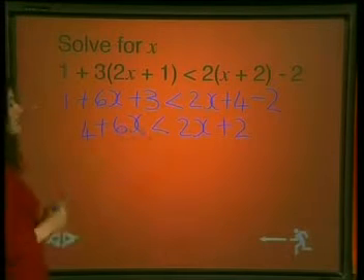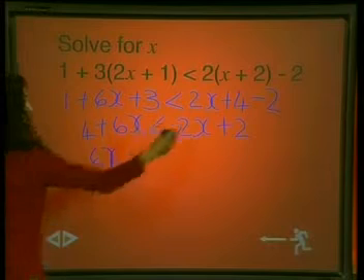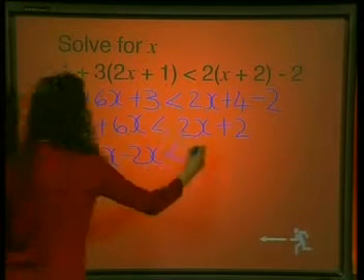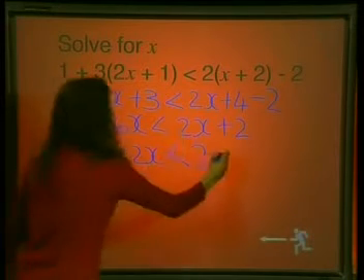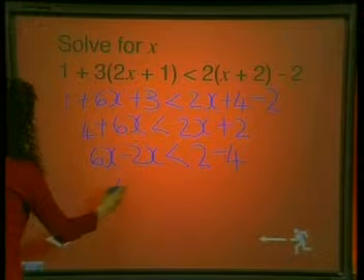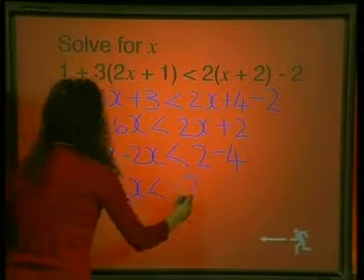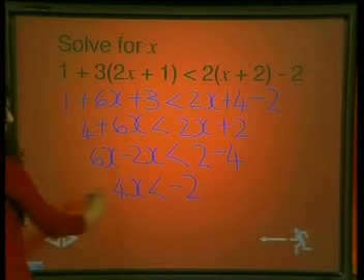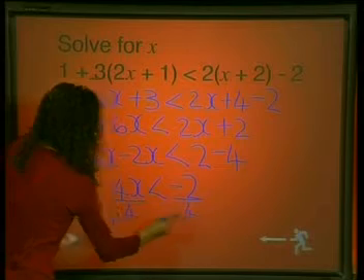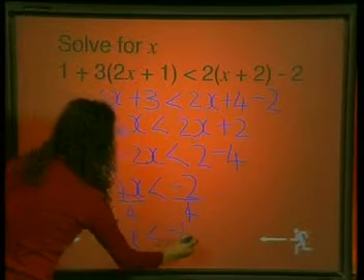Now let's get all the x's onto the left-hand side. So 6x minus 2x is less than 2 minus 4. Adding our like terms again, we get 4x is less than minus 2. And lastly, we divide through by 4 onto both sides, and we end up with x is smaller than minus a half.